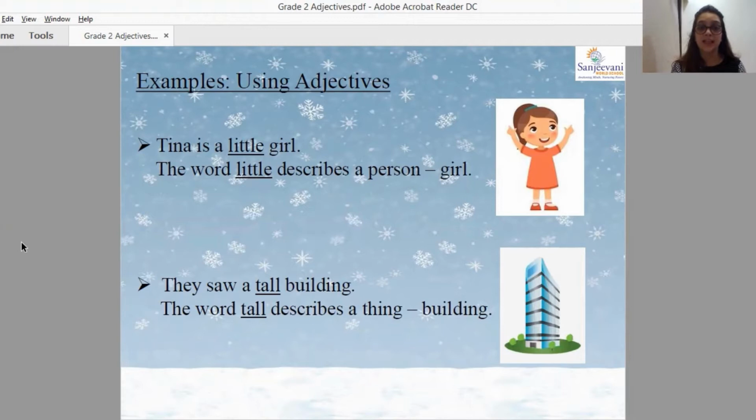Second is they saw a tall building. So over here, first we will find out the noun. Okay. So the noun must be building. And the word tall tells us more about the building. So the word tall describes a thing, that is building. The tall is describing the thing. And the answer is tall. Tall is a describing word, or you can also call it an adjective.